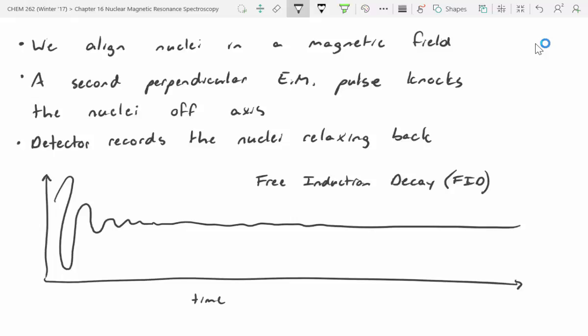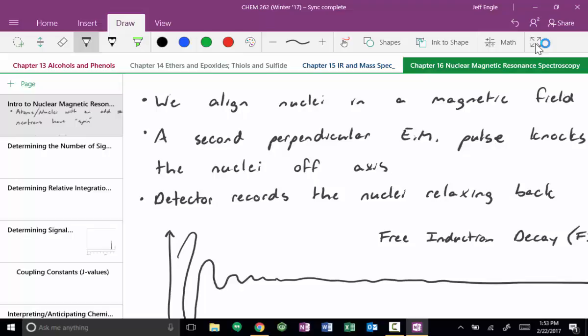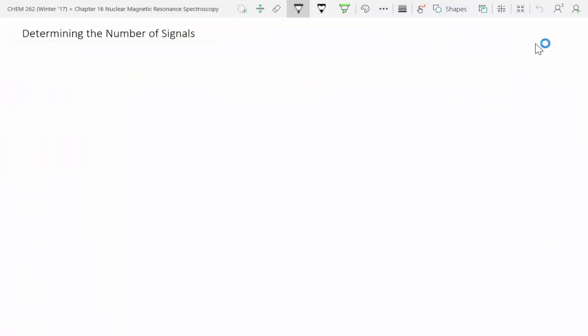All right. So let's take a look at how the NMR works from a spectra point of view. And this is pretty simple. So nuclei in the same chemical environment have the same resonance frequency.